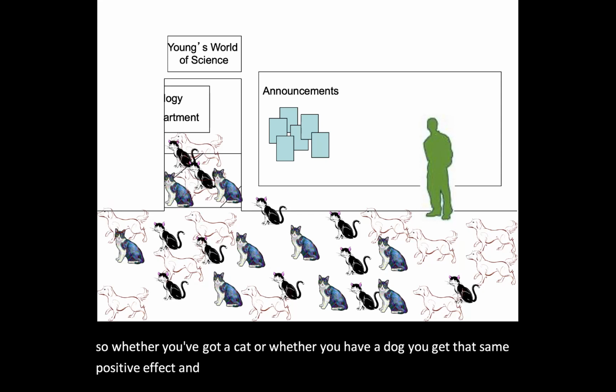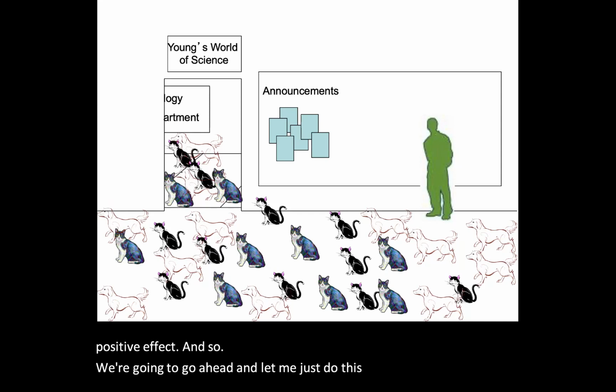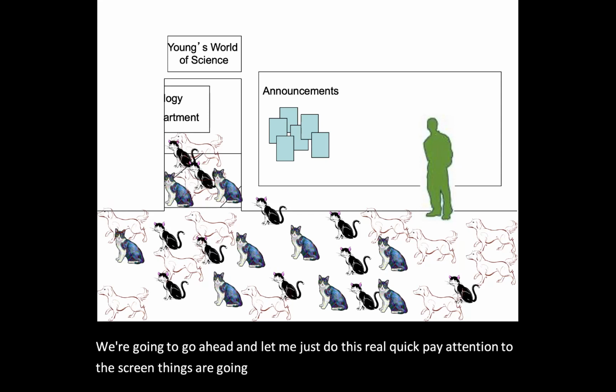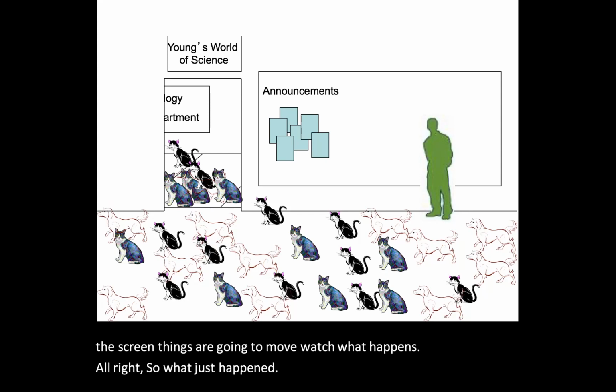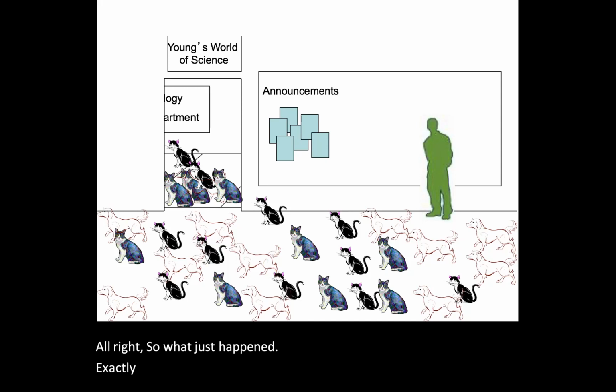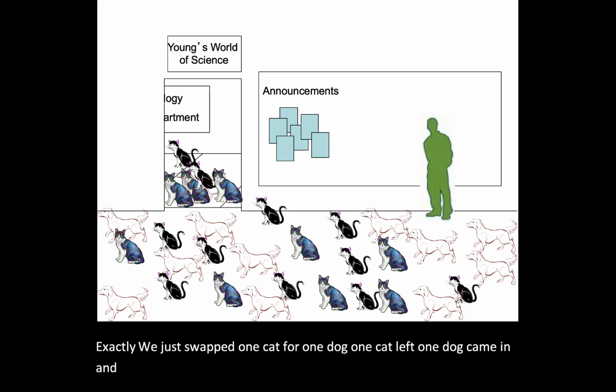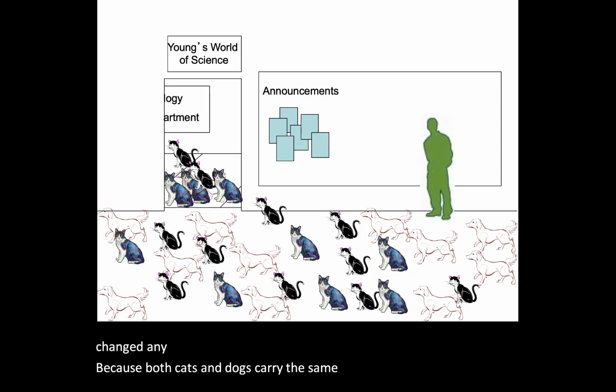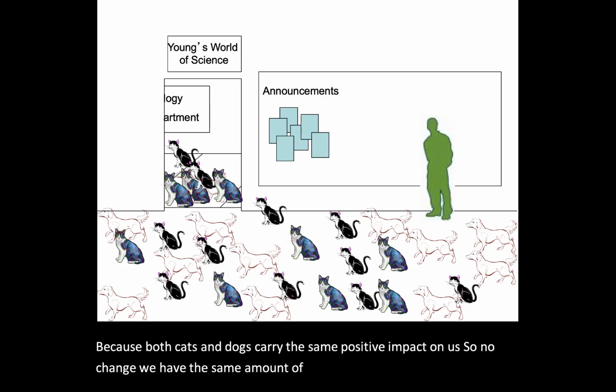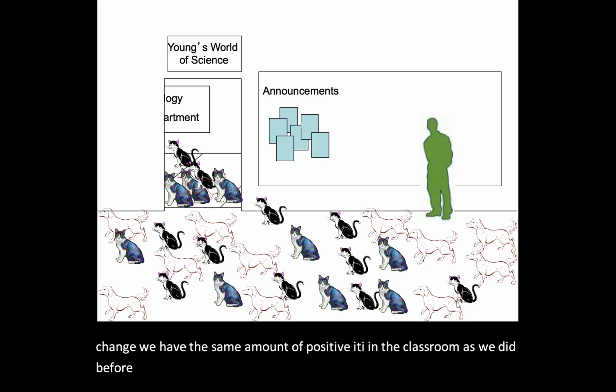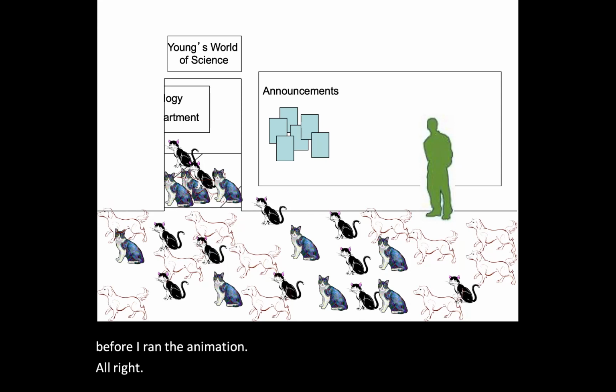And so let me just do this real quick. Pay attention to the screen. Things are going to move. Watch what happens. All right, so what just happened? Exactly, we just swapped one cat for one dog. One cat left, one dog came in. And technically, our amount of love and affection and positivity has not changed any, because both cats and dogs carry the same positive impact on us. So no change. We have the same amount of positivity in the classroom as we did before I ran the animation. Cat left the room, a dog came in, everything is the same.